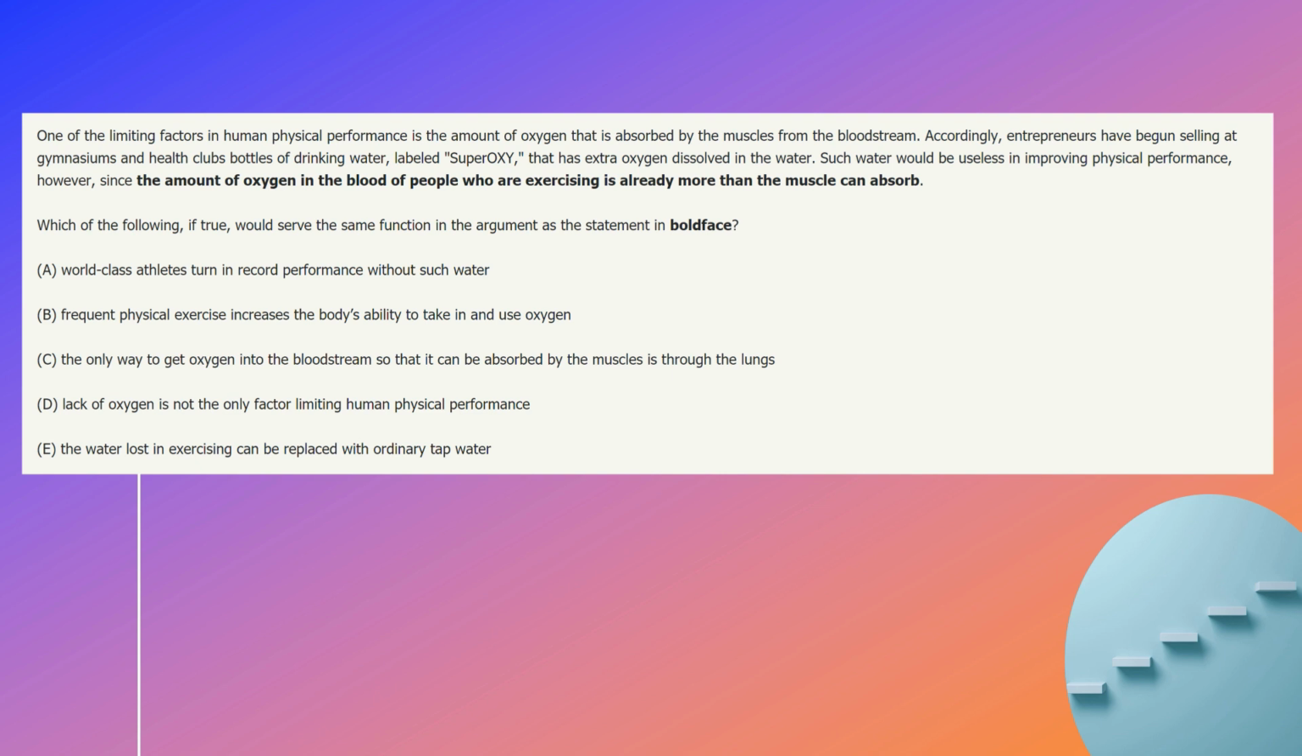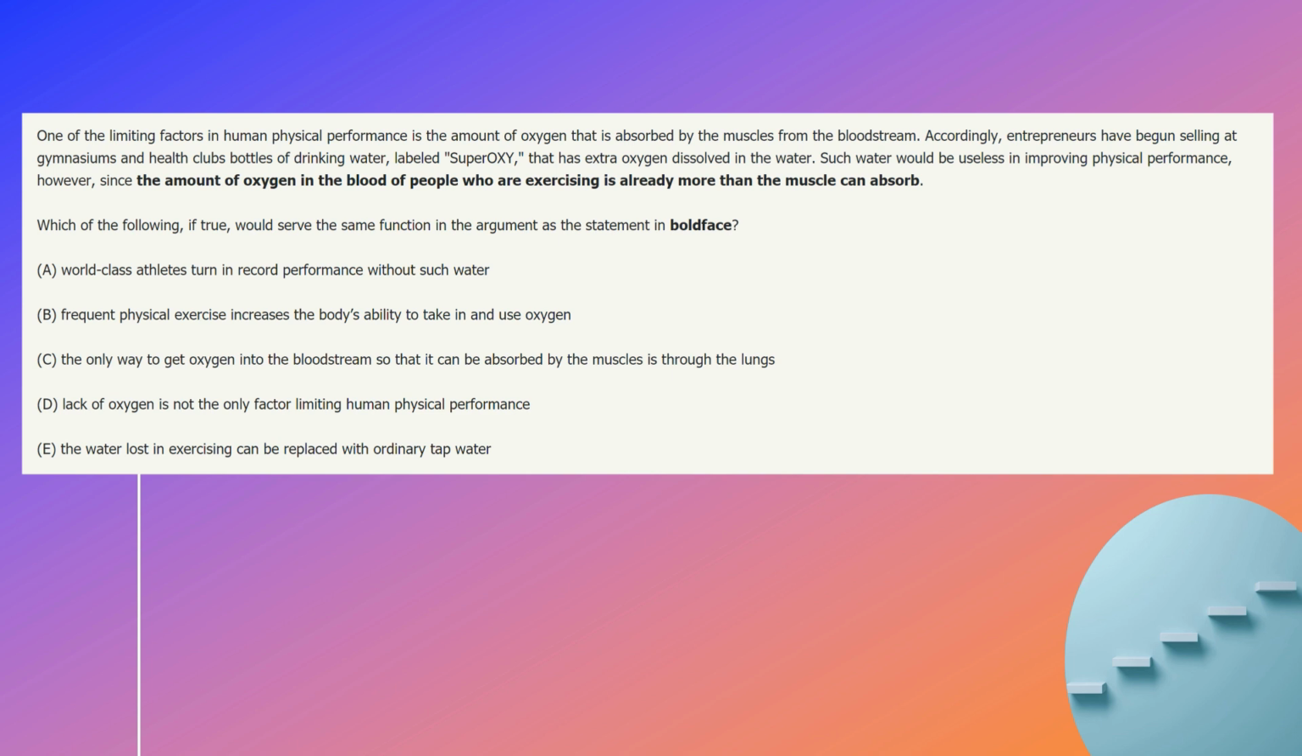One of the limiting factors in human physical performance is the amount of oxygen that is absorbed by muscles from the bloodstream. Right, so the amount of oxygen we have limits our performance. Accordingly, entrepreneurs have begun selling at gymnasiums and health clubs bottles of drinking water labelled Super Oxy that has extra oxygen dissolved in the water.